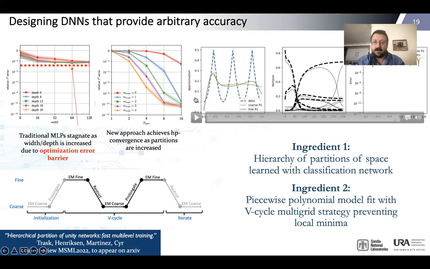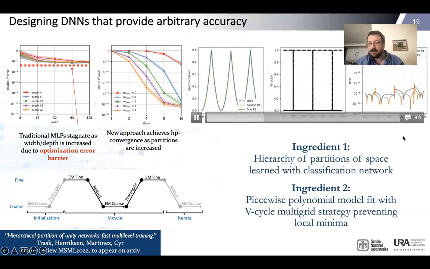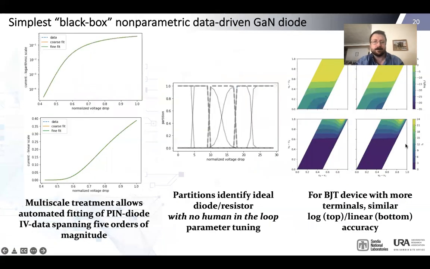And so if you want to approximate this piecewise smooth function, the dashed blue line here, what's happening is it's finding these partitions of space and it drives the error down to machine precision.